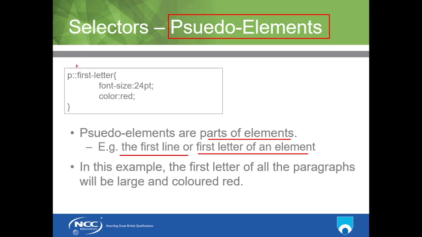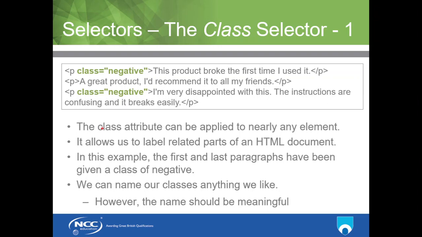Now we have a good example here. We have P, then colon, colon, then first letter. So this is a good example of a pseudo element. This particular pseudo element ensures that for every paragraph, the first letter should have a font size of 24 points and will be colored red. It doesn't select the entire paragraph, but a part of that paragraph. Specifically for this example, it selects the first letter of this paragraph. So that's what we call a pseudo element.